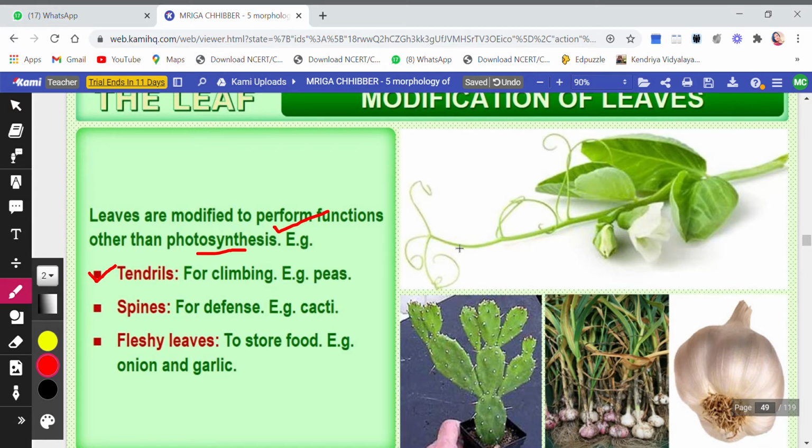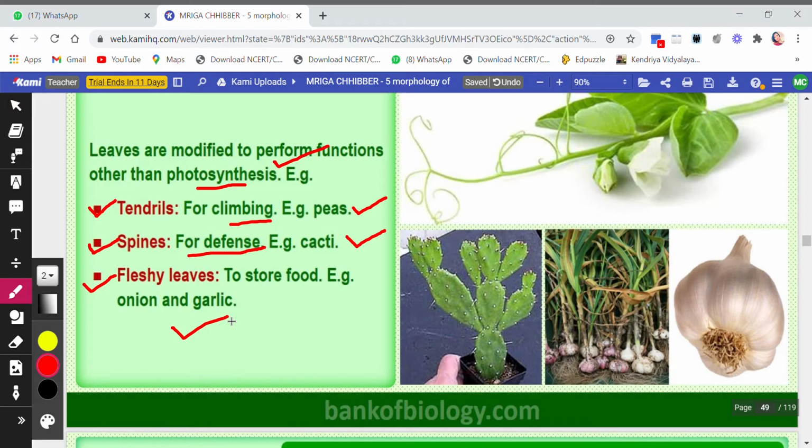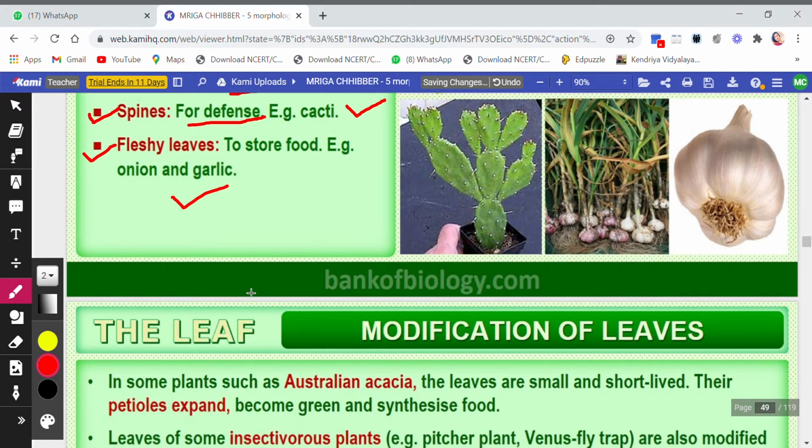Now tendrils, these are the tendrils you see, they are used for climbing. Example is peas. Then spines, you see these are the spines here on the cactus. You know, in a cactus, what looks like a leaf is actually stem. And the spines are actually the leaves. So these are for defense mechanism. Okay, example cacti. And third one is fleshy leaves. The leaves which can store food. Example onion and garlic. So these are the modified leaves.